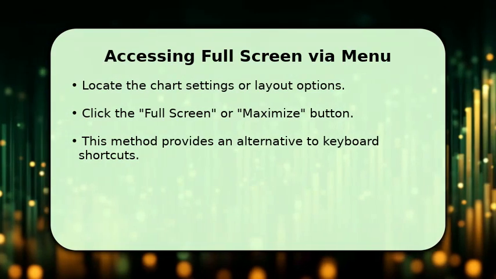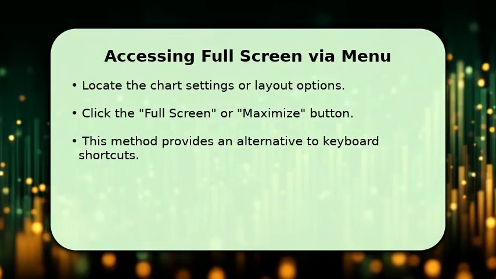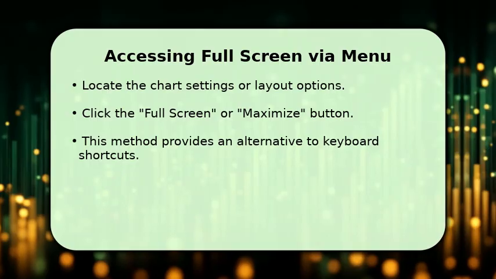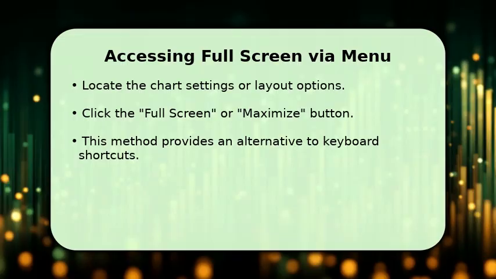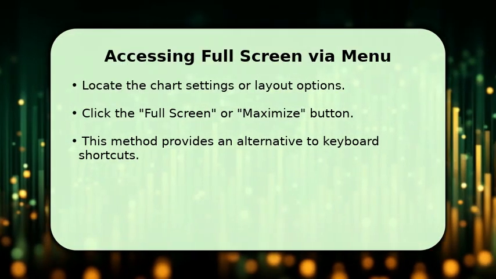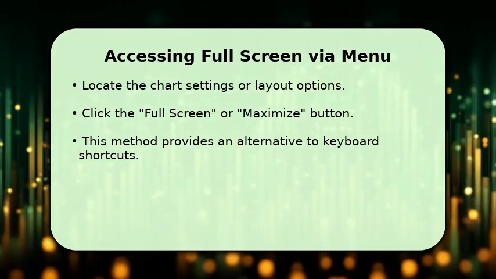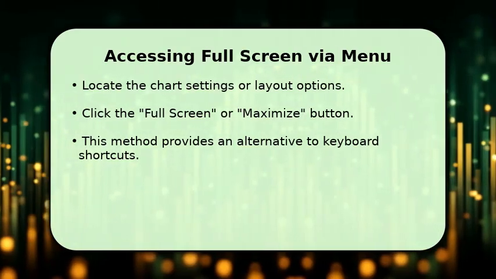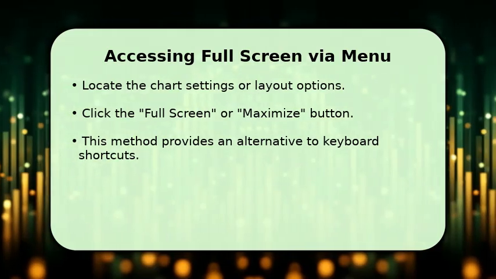If you prefer using your mouse, there's also a menu option to achieve full screen. Look for the three horizontal lines, often called the hamburger menu, usually located in the top left corner of your chart. Clicking this will open a drop-down menu. Within this menu, you'll find an option labeled Full Screen or Maximize Chart. Simply click on it, and your chart will expand to fill your entire screen. This is a great alternative if you're not a fan of keyboard shortcuts or are using a touch device.